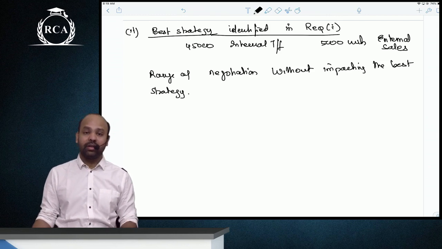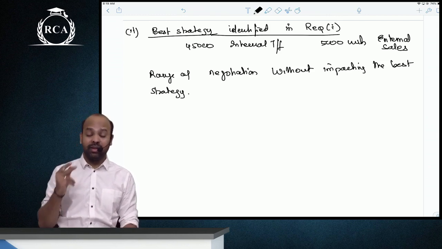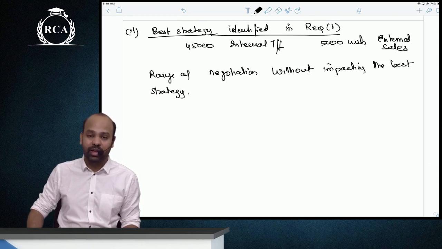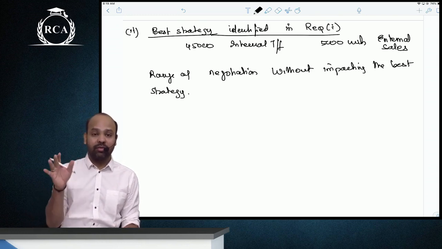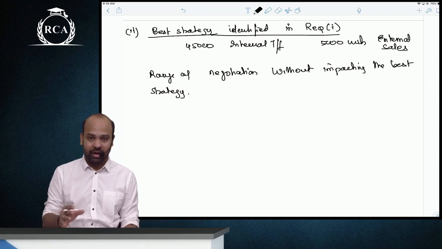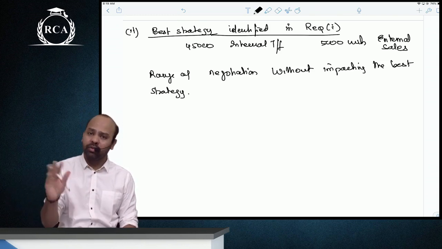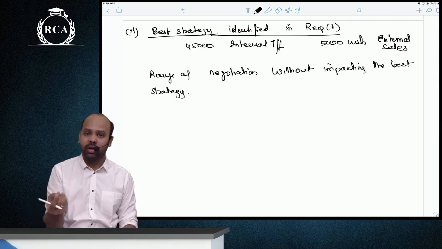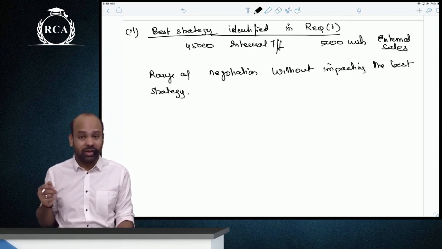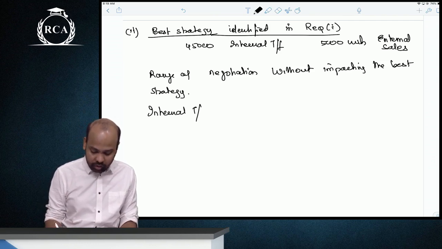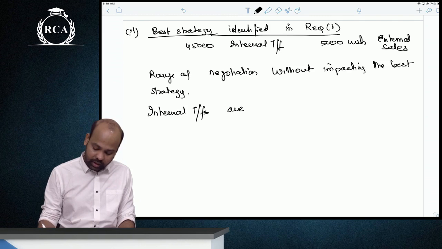We all know that internal transfers are giving us a contribution of 20 rupees per unit, but the next best contribution is 15 rupees per unit. So even if we get 15 rupees per unit, we will be indifferent. Little more than 15 rupees, we will give preference to internal transfers. Yes or no? I hope you're all listening, guys, and you're not behind copying. Internal transfers are resulting in a contribution of 20 rupees per unit.